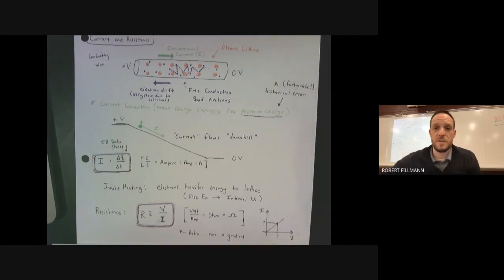This is very useful. This is how a lot of electric ovens work. This is how hair dryers work. This is how a toaster oven works. A toaster, you put your bread in the toaster and electric current runs through little coils of wire and they glow red hot and they toast your bread.